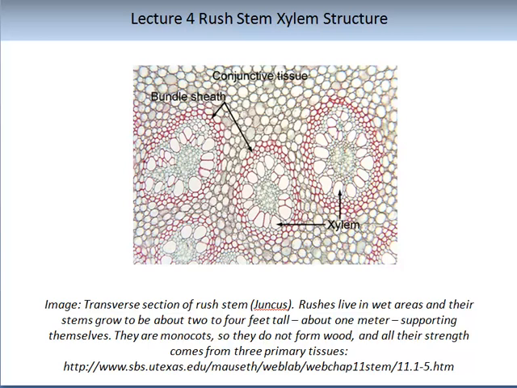This is a transverse section of a rush stem. Rushes live in wet areas and their stems grow to about 2 to 4 feet tall, and they are able to support themselves very well. They are monocots and they do not form wood, and all of their strength comes from 3 primary tissues: the bundle sheath, the connective tissue and the xylem tissue.